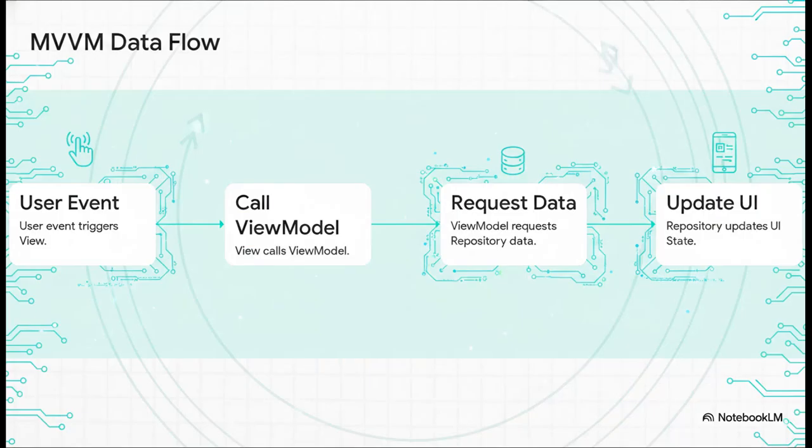It all forms this incredibly satisfying, clean loop, the model view model data flow. Data bubbles up from the repository into the view model and paints the UI state. At the same time, user events, like smashing a save button, flow downward from the UI, through the view model, straight to the repository to kick the whole cycle off again.